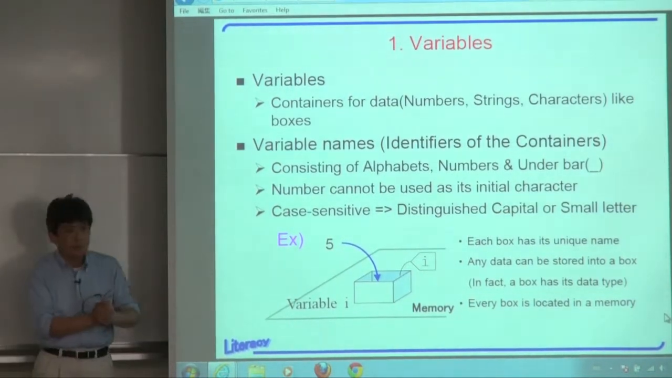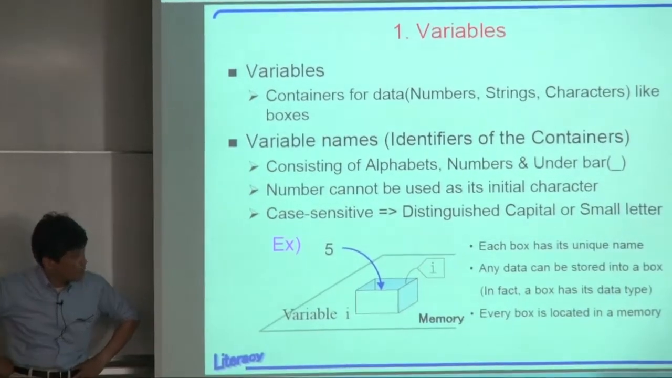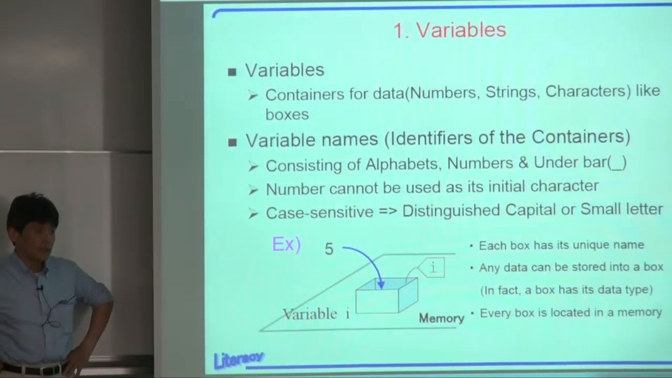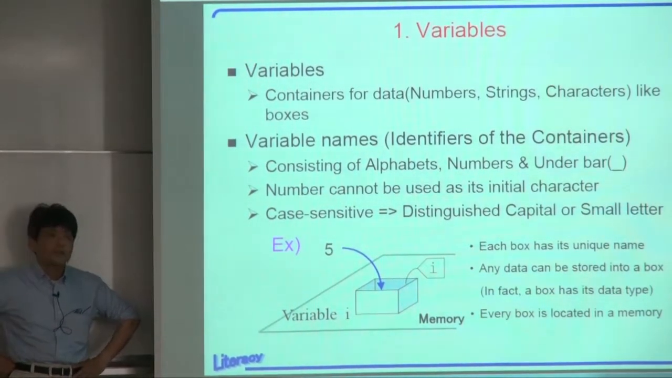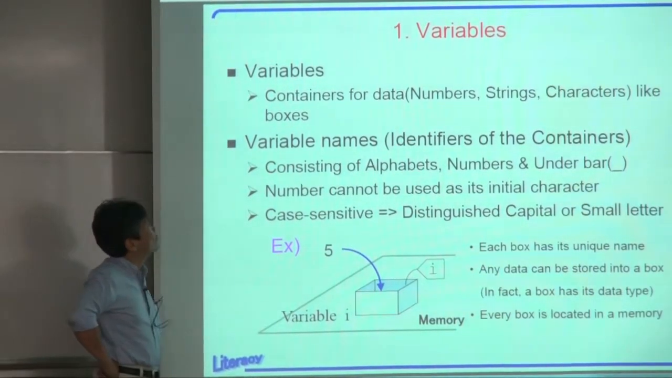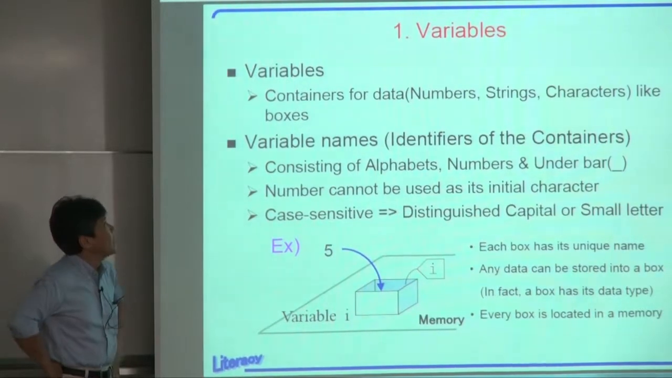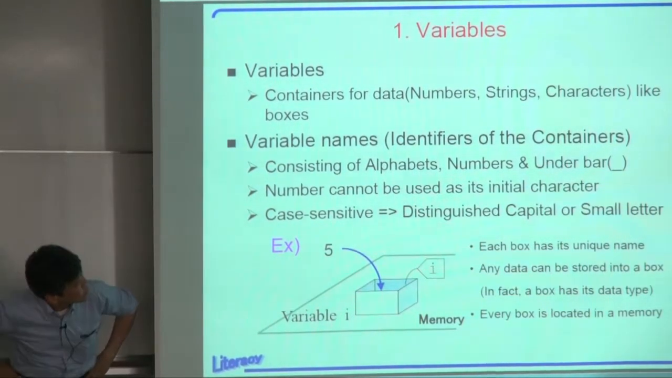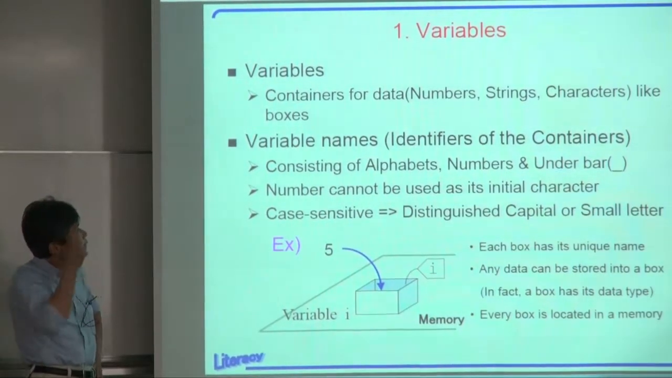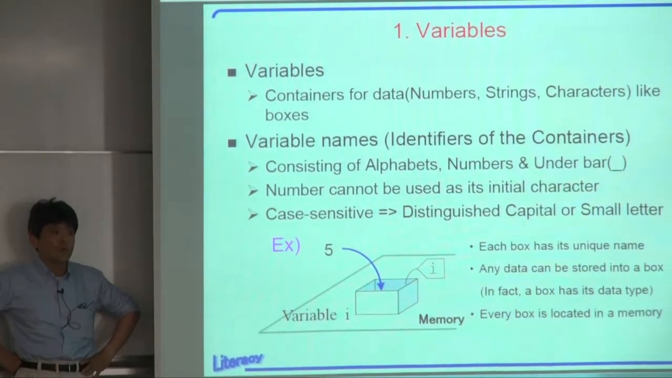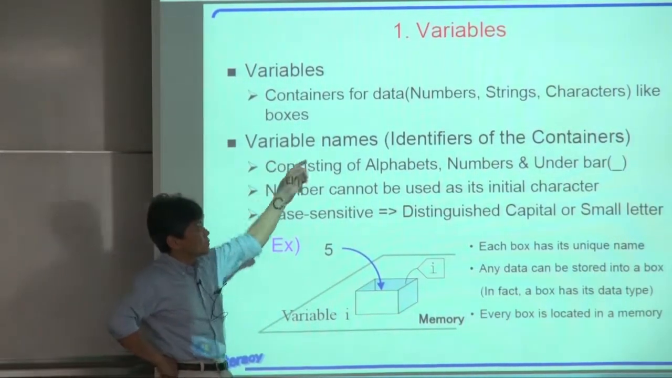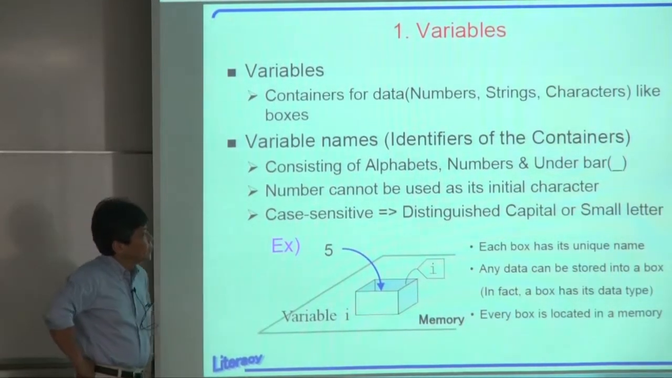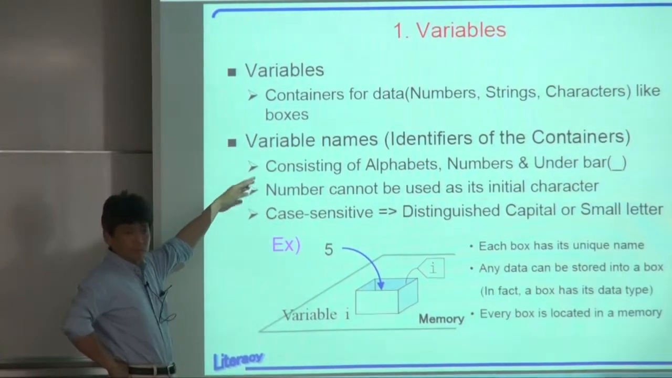So this slide shows about variables. In computer systems, variables are boxes located in the computer memory, and such boxes hold data, any values. As shown here, variables are treated as a container for data. There are several types of data: numbers, strings, and characters, some literals. And you also have to assign a name to a variable. The variable name is treated as an identifier of the container. So these are some important features.